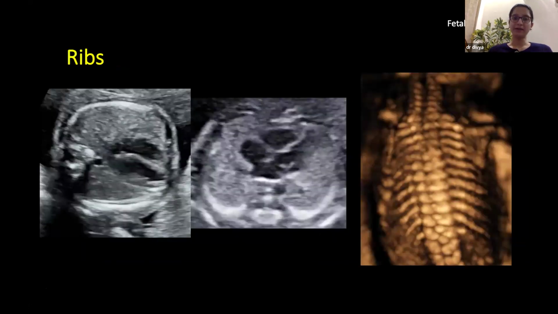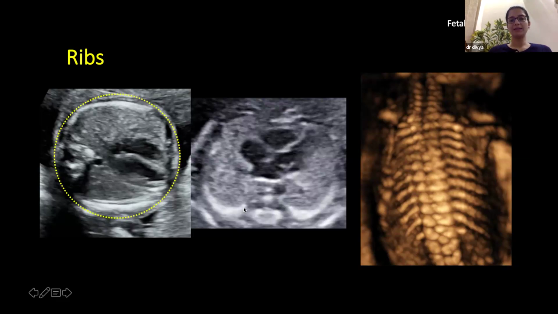So it can even be identified in the first trimester. Coming to the appearance of ribs, as I said earlier, normally ribs occupy more than 70% or two-thirds circumference of the chest at the level of the four-chamber view. This is also the level we can measure the thoracic circumference to get an idea about pulmonary hypoplasia.